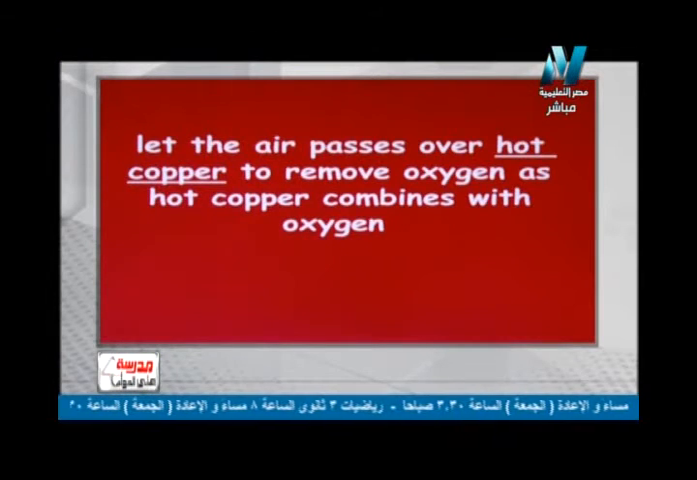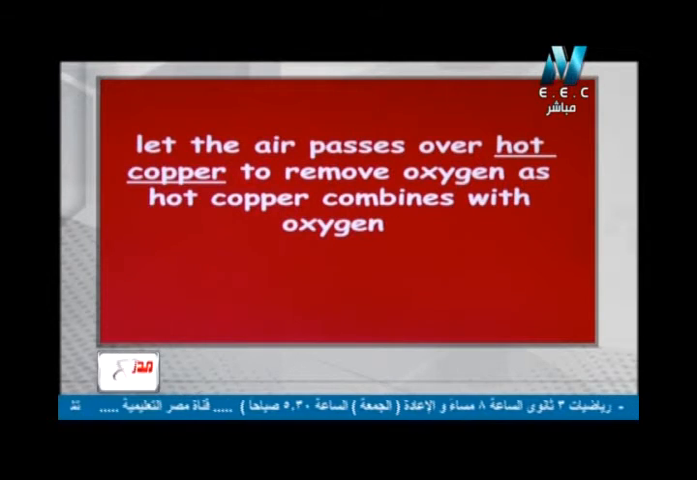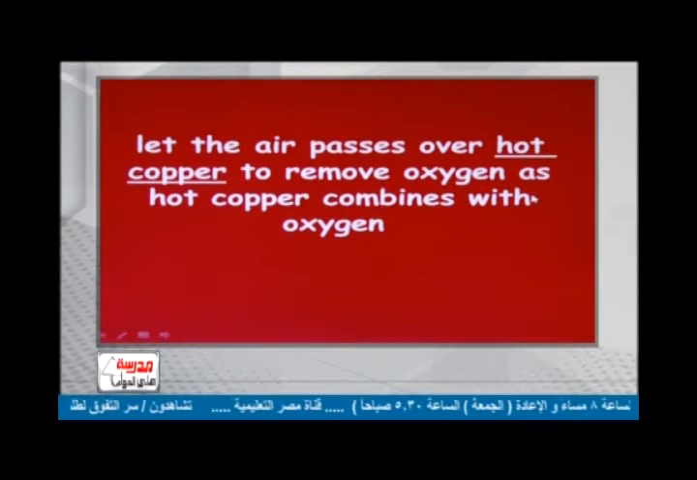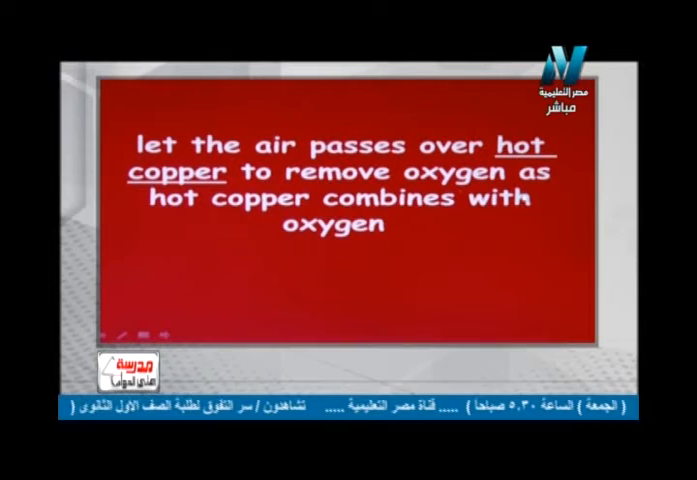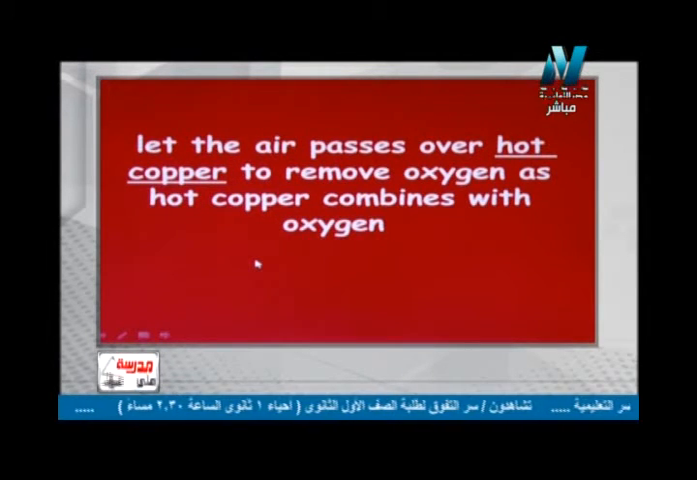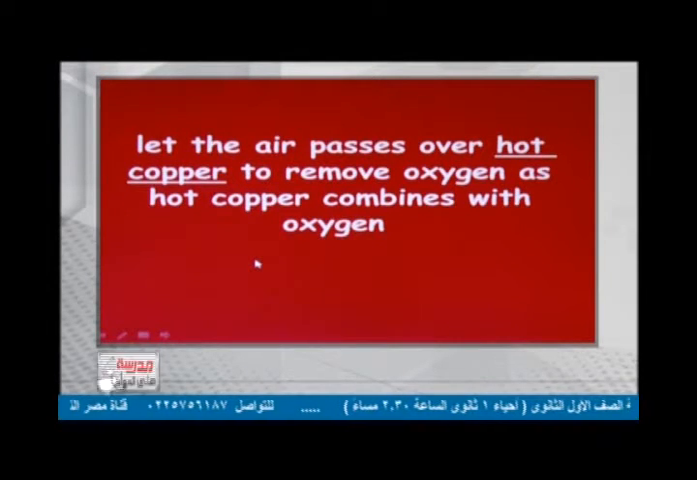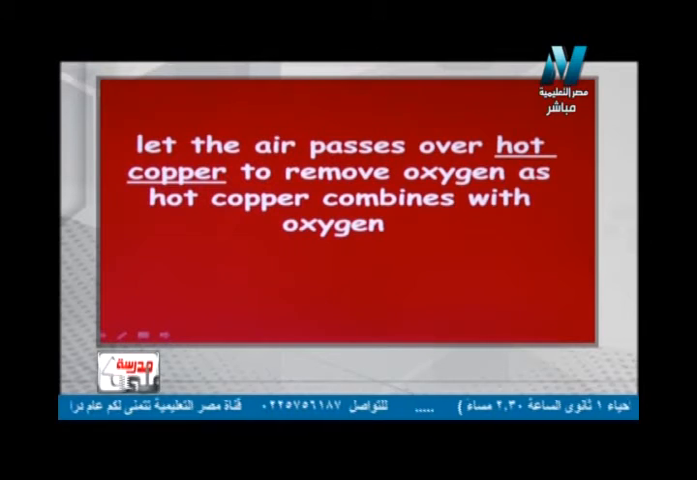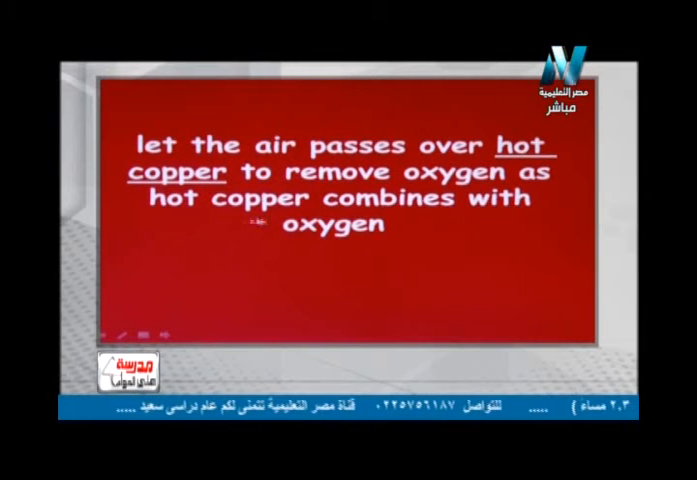Another idea, a very important idea. Let the air pass over hot copper. Why do I let the air pass over hot copper? To remove oxygen gas, as hot copper combines with oxygen. Hot copper combines with oxygen and forms copper oxide, so it absorbs or combines with the oxygen and gets rid of it for me. So at the very end, at last, I will have nitrogen gas.